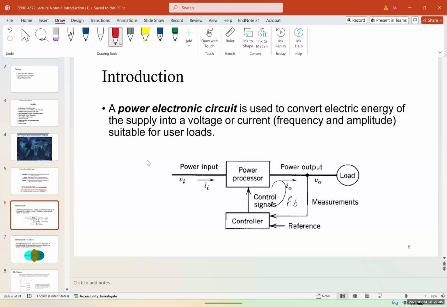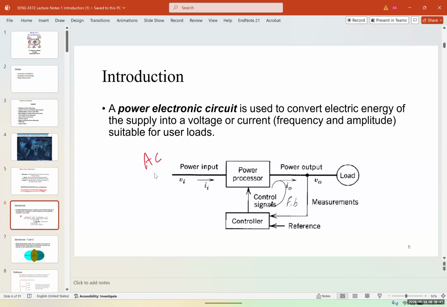Now, the input power could be AC or it could be DC, and the output could be AC or DC. So we can have an AC to DC converter, or an AC to AC, or a DC to DC, or a DC to AC.